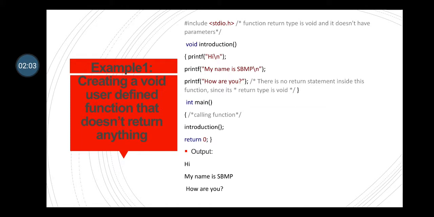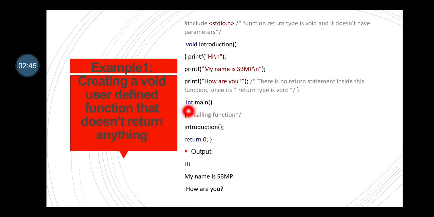Next, let's start with the first type of user defined function, where the function has nothing to return, so it has a void return type, and it has no parameters. This is a very simple function where the function will not return anything and it does not have any parameters either. Here, void introduction function, there are three printf statements: hi, my name is SBMP, and how are you, and we end the function here. As the function is void, it will not return anything, so there is no need to write a return statement in this function definition.